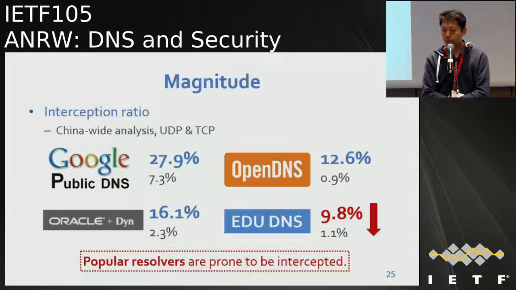And we have one recursive resolver set up by ourselves under China's EDU network. And it turns out the ratio is much smaller. I think it makes sense because those EDU DNS resolvers are not known to them, and they are not interested in them.